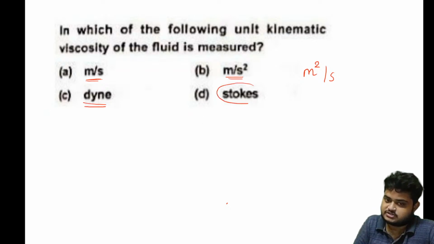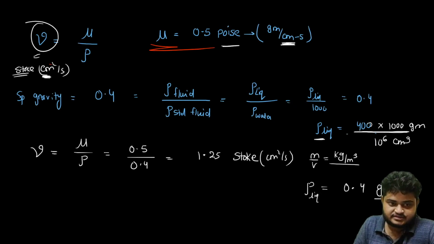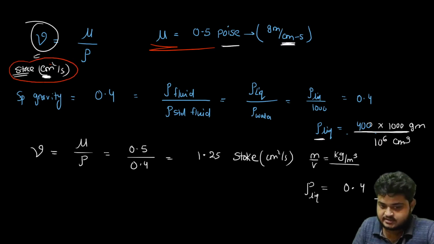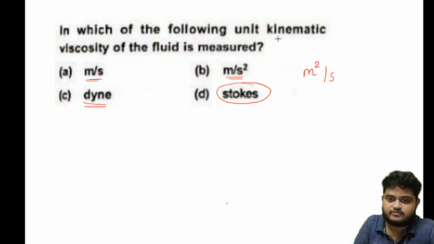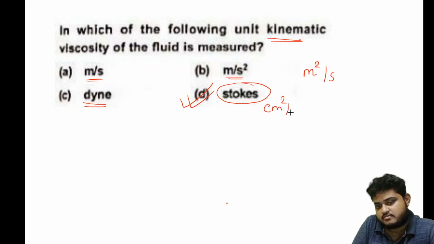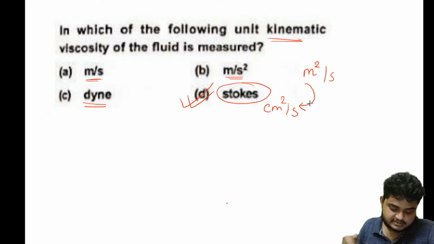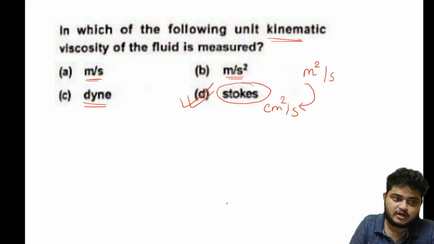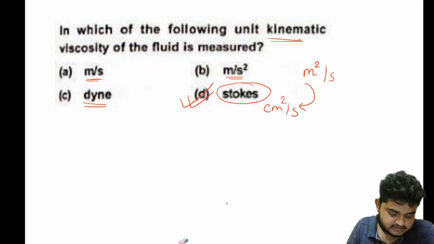But Stoke, in the previous question we have discussed Stoke, that is cm square per second. So we can already see the unit of kinematic viscosity is Stoke because this is cm square per second. Obviously you can convert this meter square per second to cm square per second, which is called Stoke. Okay, so option D will be the right answer for the question.